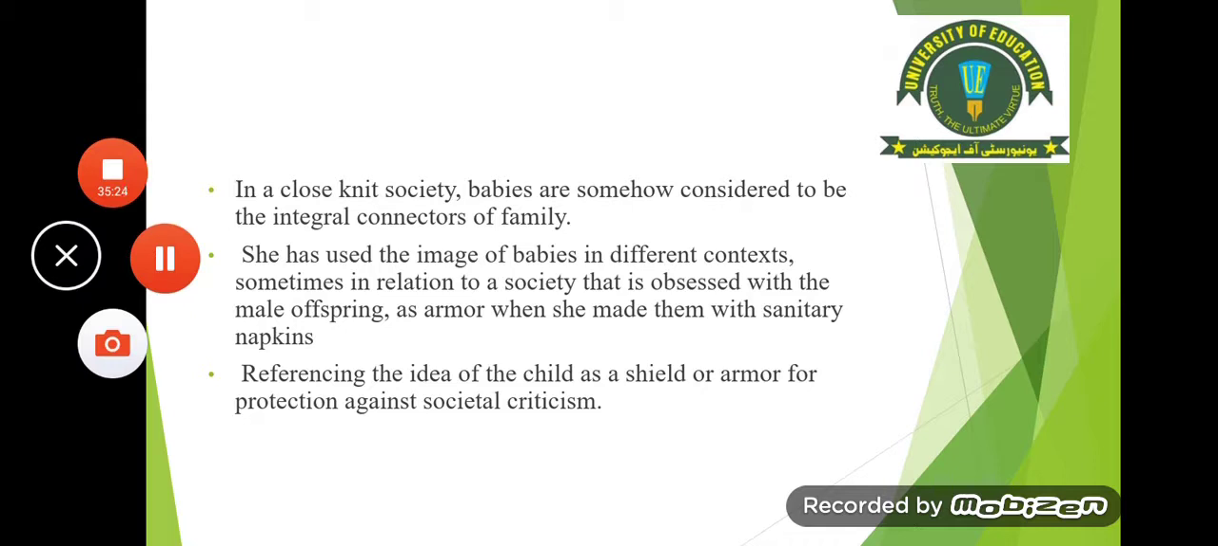She has used the image of babies in different contexts, sometimes in relation to a society that is obsessed with the male offspring as armor when she made them with sanitary napkins. जहाँ के बच्चों को देखा जाता है कि बेटा होना चाहिए, consider करते हैं society में कि वो आपको support करेगा और वो आपको एक तरह से protect करेगा, but इस चीज़ के ऊपर ironic way में criticize करते हुए artist ने babies को बिल्कुल tissue paper napkin की तरह बनाया है. That it does not make any difference, whether it is a female baby or a baby boy or a baby girl, it doesn't matter, both have equal rights in the society and both have equal importance in the society. So referencing the idea of the child as a shield and armor for protection against social criticism.